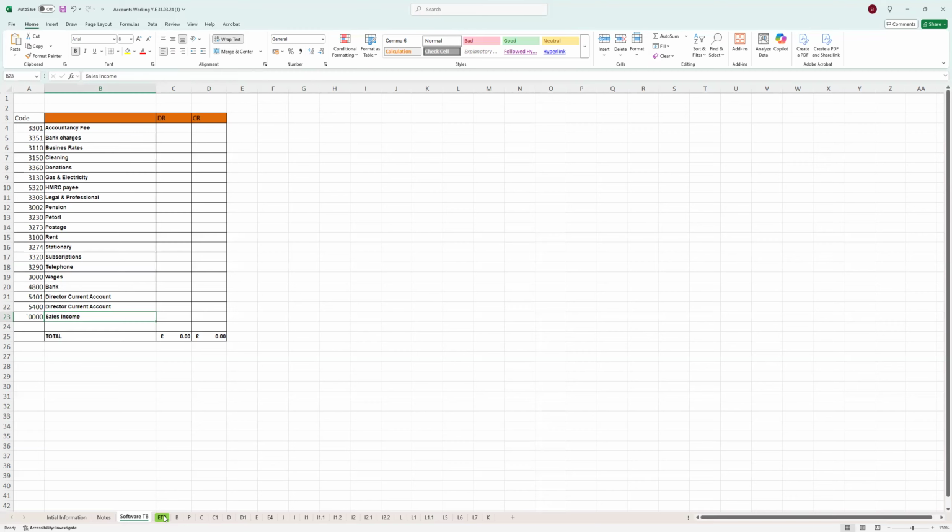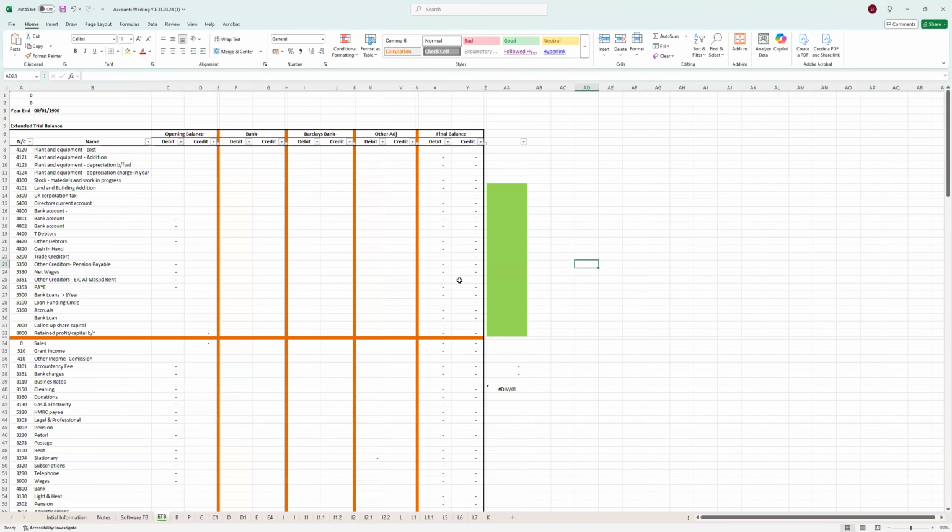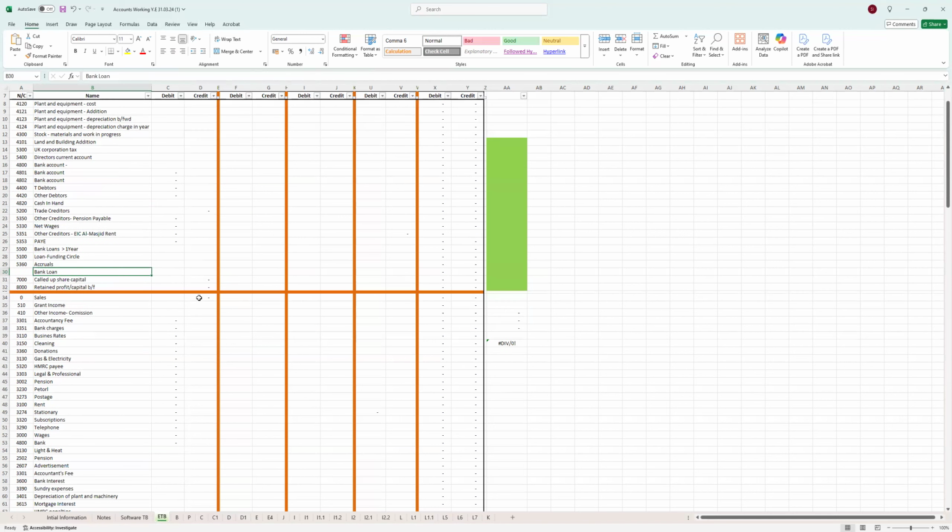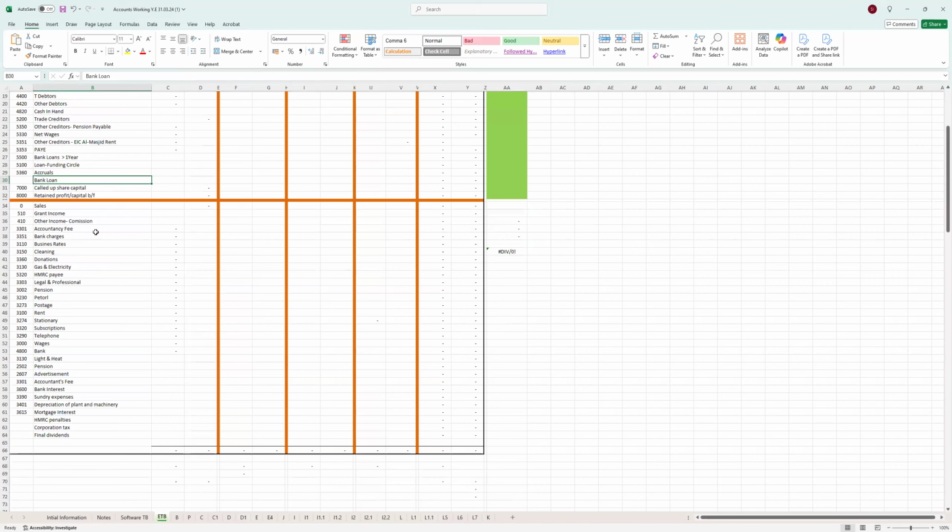So let's have a look at the extended trial balance. ETB will look like that. On the ETB, we have most of the information that we need to prepare accounts. For example, we have plant and equipment, depreciation, then corporation tax, bank account. If you have more than one bank, for example, you might have Lloyds, you might have Halifax, we have to record all the bank information here. Then we have debtors. If you have a PAYE liability, accruals, bank loan, all of the things we have to record here.